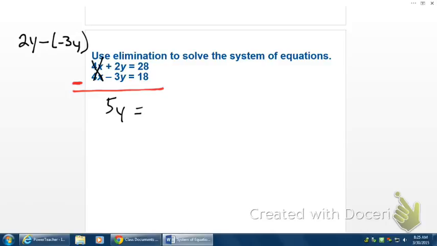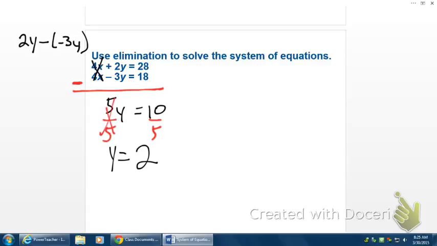Okay. Now the 28. Well, we got 28 minus 18. 10. We're subtracting here, remember, because we had to subtract to get rid of the x's. So the last thing we would have to do is divide both sides by 5. And we get y equals 2. Okay?